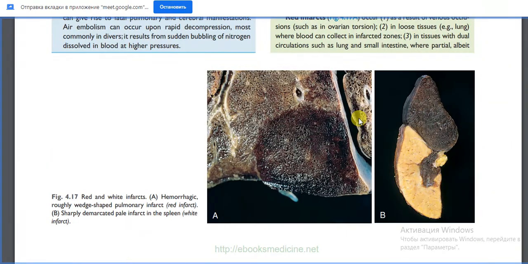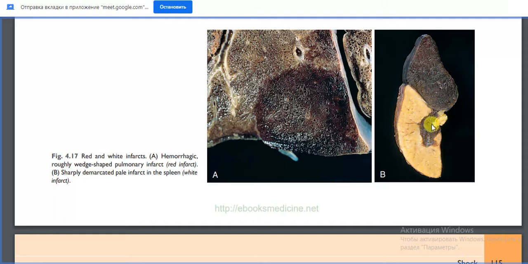So what's the main idea? Usually the blood vessels supplying this have a wedge shape, so a triangular shape.